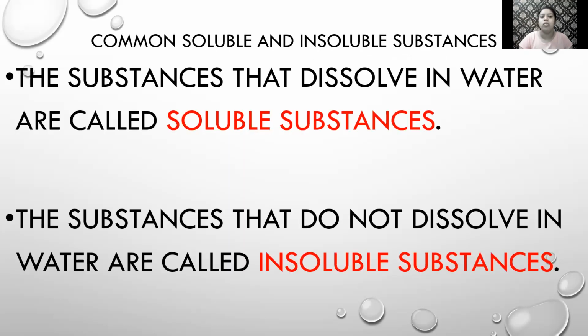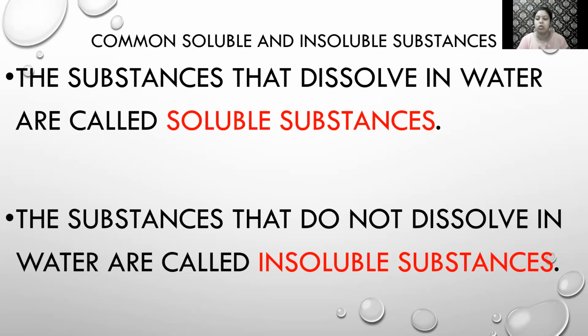Okay, now moving on to common soluble and insoluble substance. Let us learn what are soluble and insoluble substance. Substance that dissolve in water are called soluble substance. So something which is able to dissolve in water, that is completely being mixed or completely being dissolved in water, is called soluble substance. What are they called, children? Soluble substance. Very good.